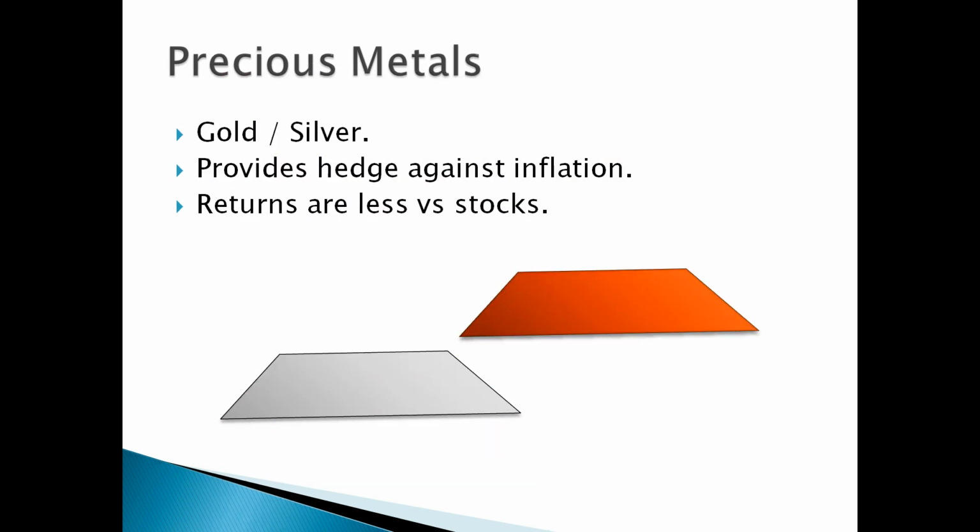The next one is precious metals, such as gold, silver, and so on. This type of investment provides a smaller return, but it provides a hedge against inflation. You may choose to buy actual physical gold and physical silver, or you may buy stock in gold and stock in silver.